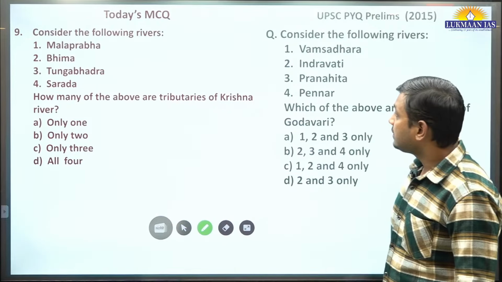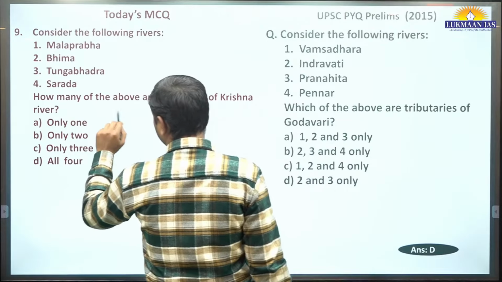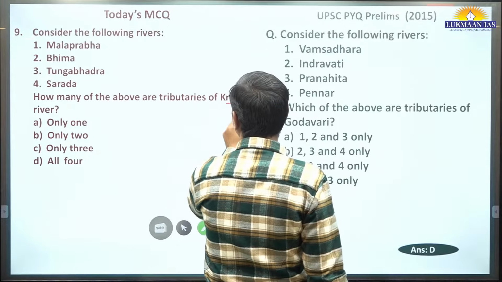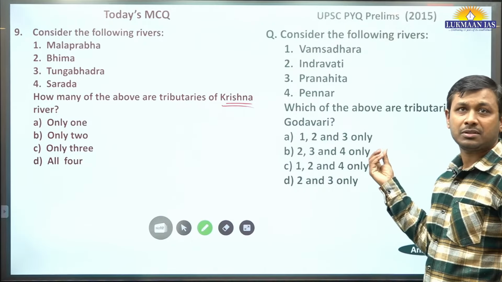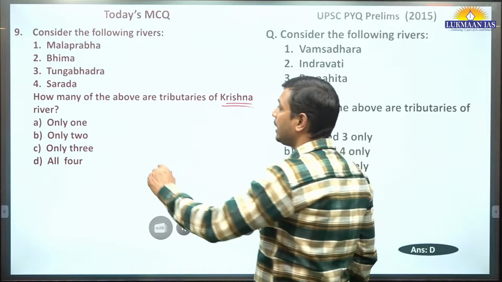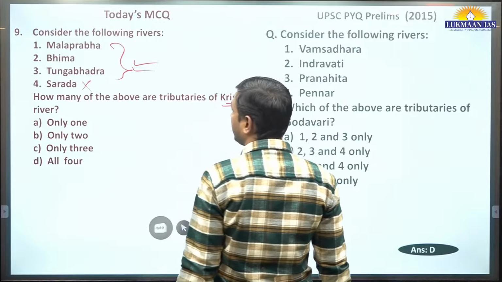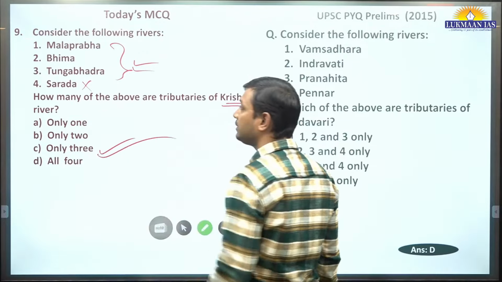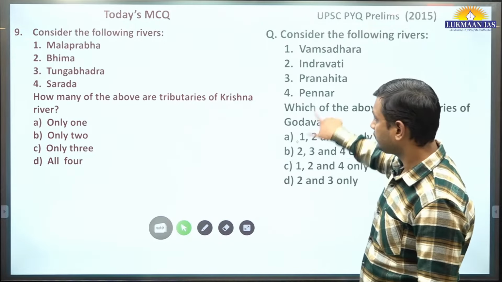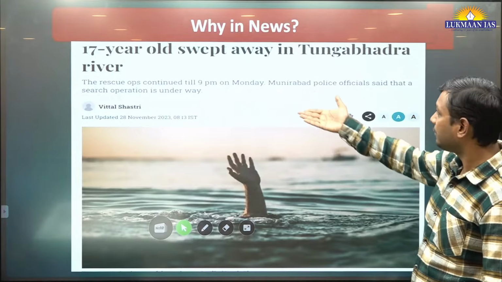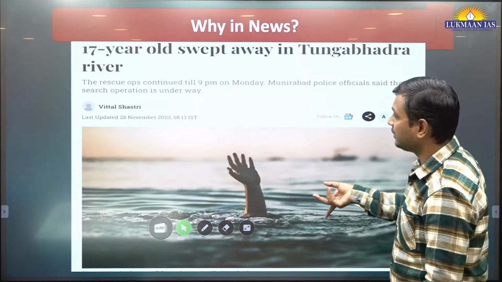Now, consider the following rivers: Malprabha, Bhima, Tungabhadra and Sarda. How many of the above are tributaries of the Krishna river? So you can see how UPSC even asks some basic questions related to this. So you need to remember, as far as the tributaries of Krishna are concerned, these three are the correct ones. Sarda is not a tributary of the Krishna river, so here the answer is option C. Okay, let us move ahead. And the context of the question was basically that a child was swept away in the Tungabhadra river.